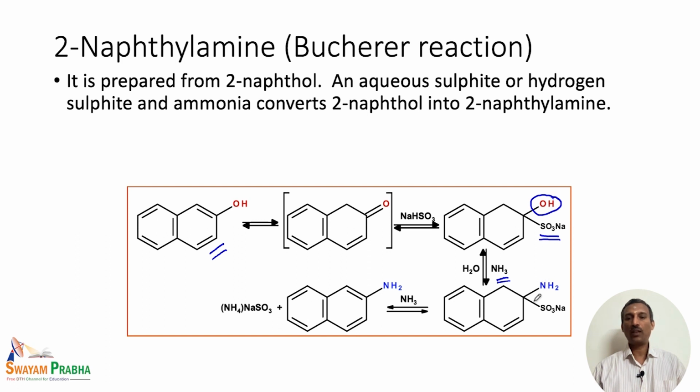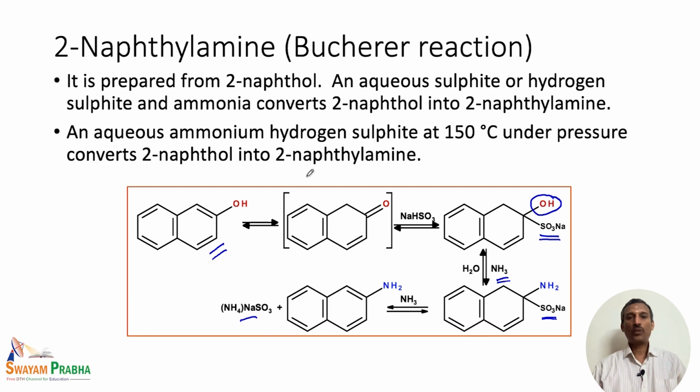So we end up with the amino sulfonate derivative, and this reacts with ammonia, and desulfonation of this particular compound takes place. That leads to the formation of the corresponding 2-aminonaphthalene along with the formation of sodium ammonium sulfite. The same reaction can also be effected with aqueous ammonium hydrogen sulfite at 150 degrees under pressure. That also converts 2-naphthol into 2-naphthylamine.